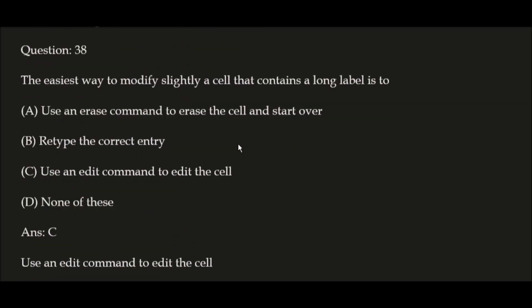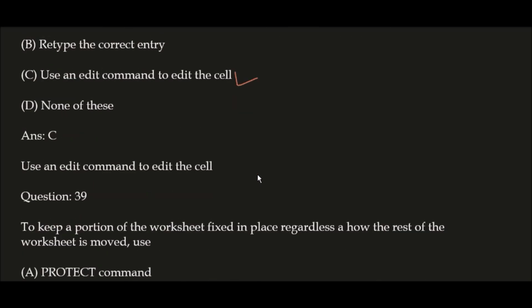Okay. Next question. The easiest way to modify slightly a cell that contains a long label is to: option A, use an erase command to erase the cell and start over. Option B, retype the correct entry. Option C, use the edit command to edit the cell. Option D, none of these. Correct answer here is option C, use an edit command to edit the cell. Okay. The easiest way to modify slightly a cell that contains a long label is to use an edit command to edit the particular cell. Okay. Next question.